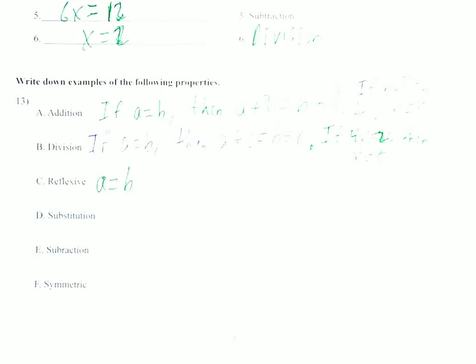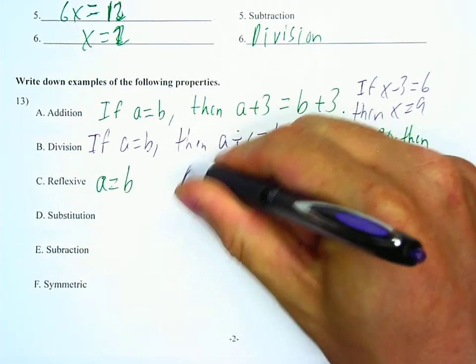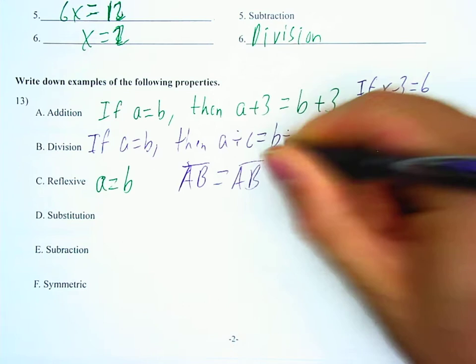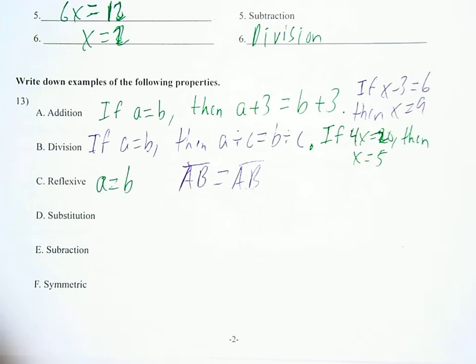So let's say we talk about a segment. I could say, for example, segment length AB is equal to the segment length AB. Or I could do this with an angle. Or I could do this with a triangle or a parabola or whatever. Something that always equals itself, reflexive property of equality.